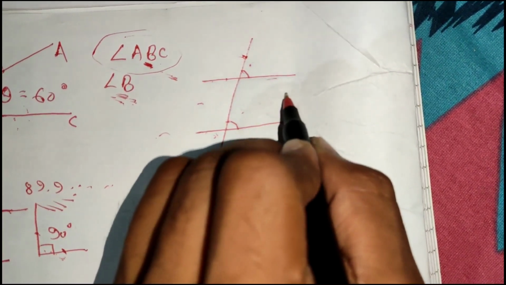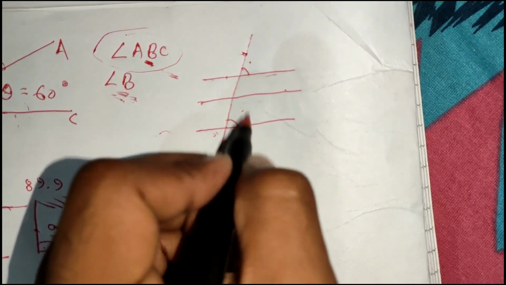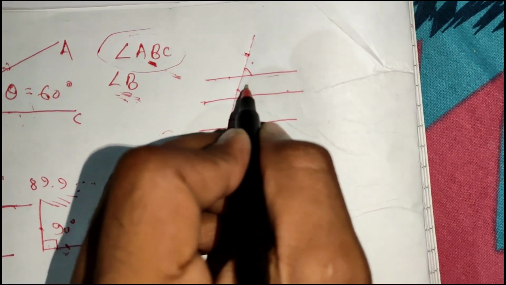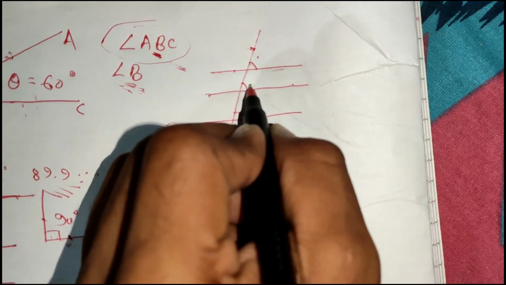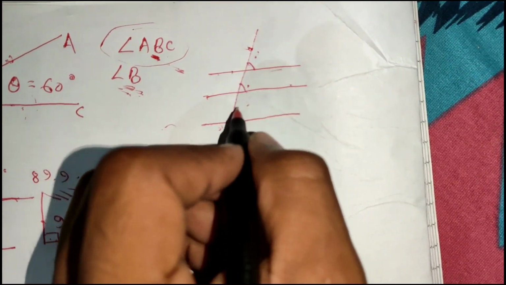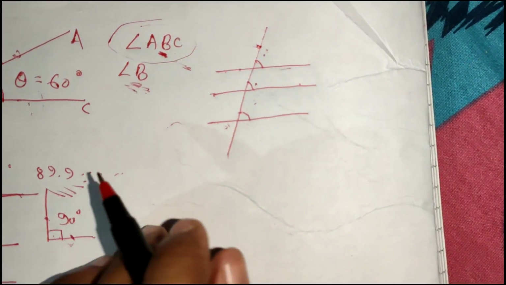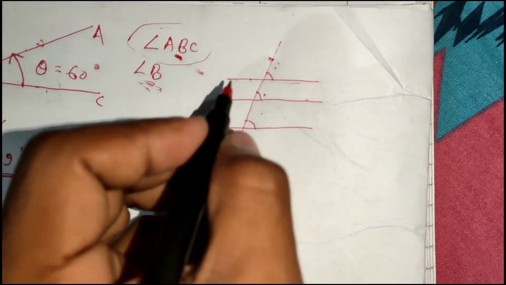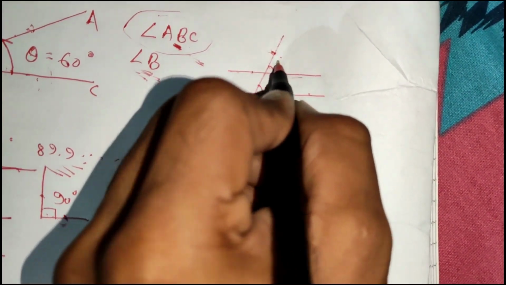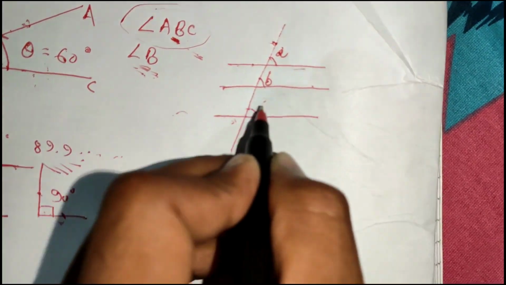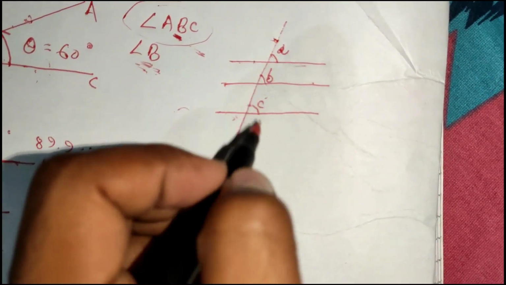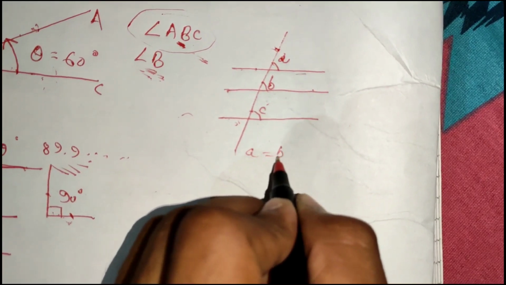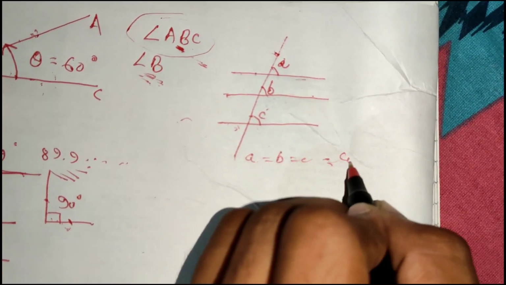If we have another line parallel to these two, then this angle is also equal to these two angles, and this can be extended to any number of lines. So if this is A, this is B, and this is C, all these angles are equal and called corresponding angles.